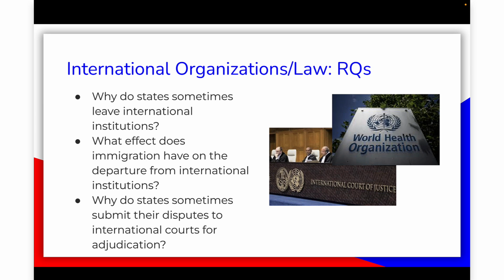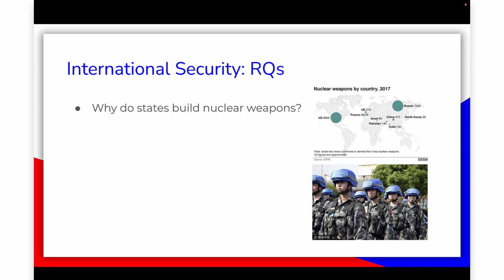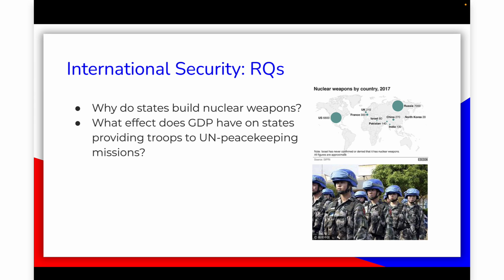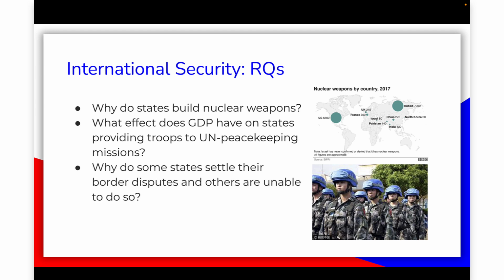So there are a ton of different ways that you can take this, but this is primarily about how states relate to one another and how states relate to international organizations. These are the really hot button ones that we see a lot of students do papers on over the years. So international security: why do some states build nuclear weapons? Or what effect does GDP have on states providing troops to UN peacekeeping missions? Or why do some states settle their border disputes and others are unable to do so? These are all totally appropriate for the project, and if you're interested in something like these, you're perfectly welcome to do them.